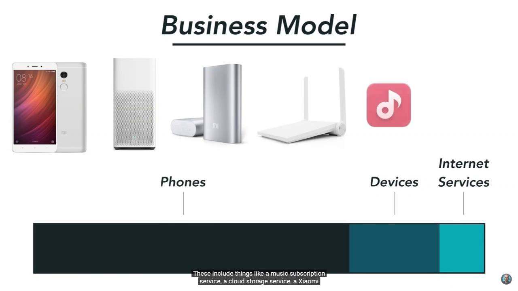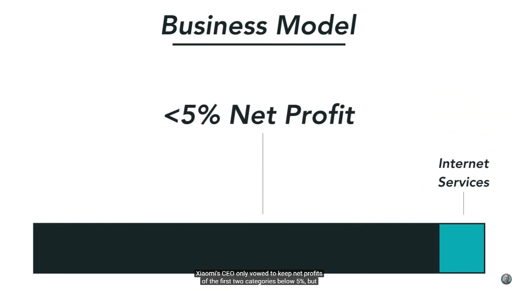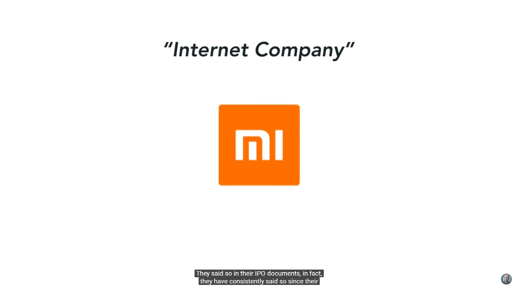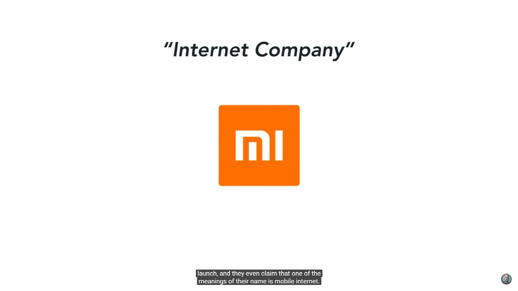These include things like a music subscription service, a cloud storage service, a Xiaomi app store, advertisement on their phones, and so on. Xiaomi's CEO only vowed to keep net profits of the first two categories below 5%, but not the third one. Now you might be saying that given their weight, that's kind of the same thing, but it's not. See, Xiaomi calls itself primarily an internet company. They said so in their IPO documents. In fact, they have consistently said so since their launch, and they even claim that one of the meanings of their name is mobile internet.